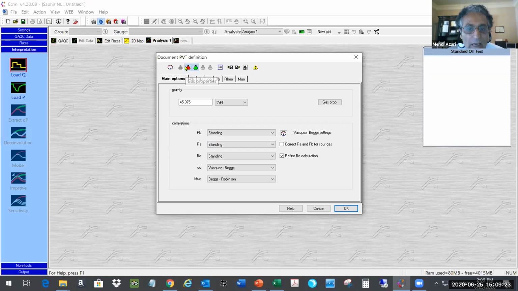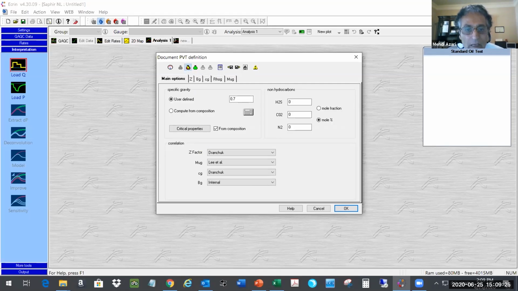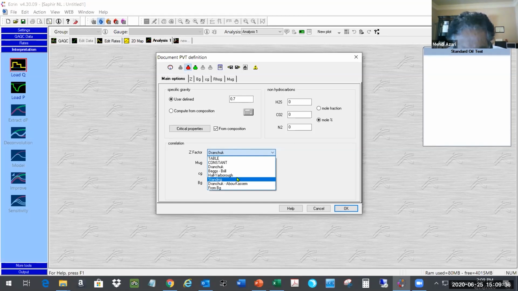If you're interested in gas, to calculate the Z factor, you click on the gas, all right? For the Z factor, look at the drop-down list: Beggs and Brill, Hall-Yarborough, Standing, and Dranchuk. It's not Ground Chalk, it's not the meat, it's Dranchuk, or from BG.